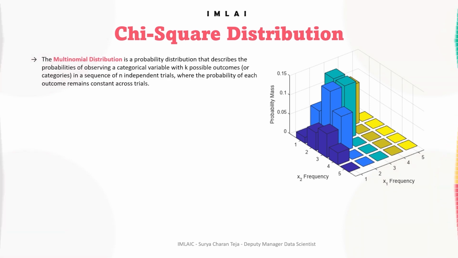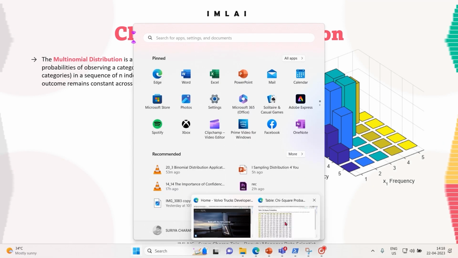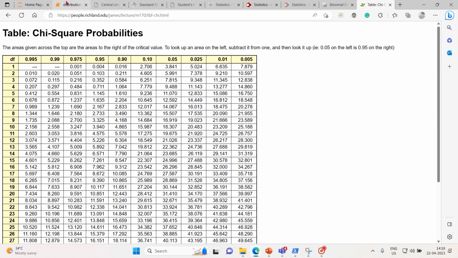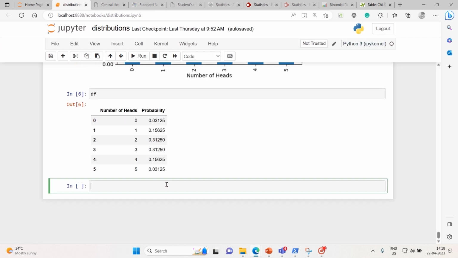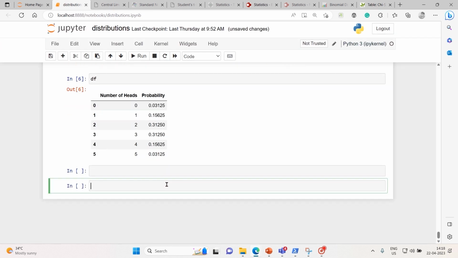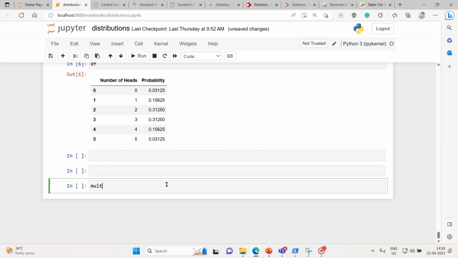So let's take one example so that it would be much easier to process it. Multinomial distribution, the name itself has nomial. Nominal is one type of level of measurement, nominal data. Multinomial distribution.